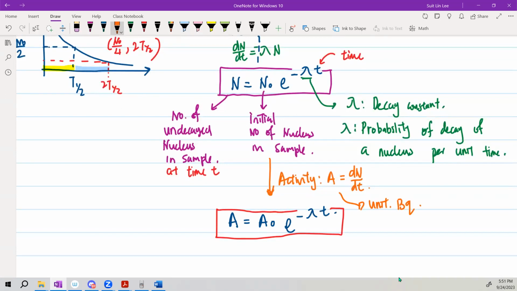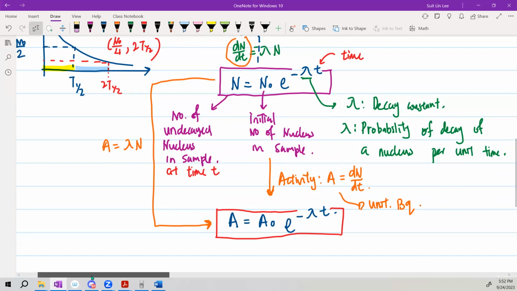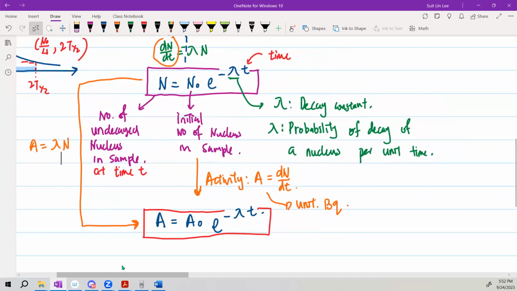If you want to link them together, the convenient link between these two is A equals lambda N, because I let this dN/dt be equal to A. So A is equal to lambda N. Since lambda is such an important quantity, we should be able to determine lambda, like how we determine the time constant in discharging of a capacitor.